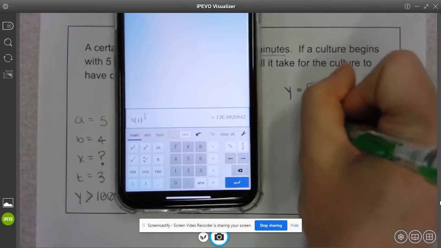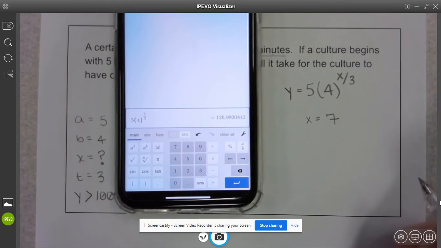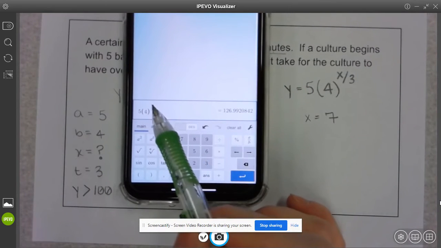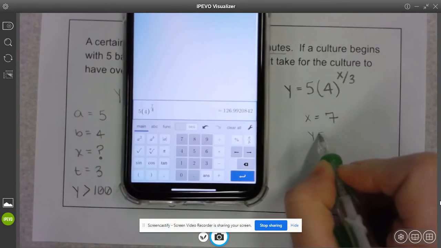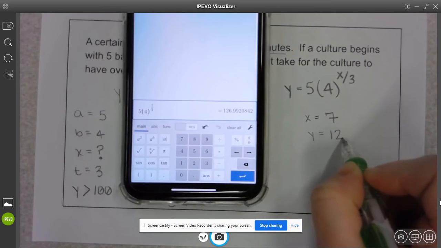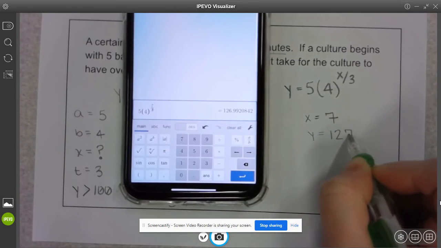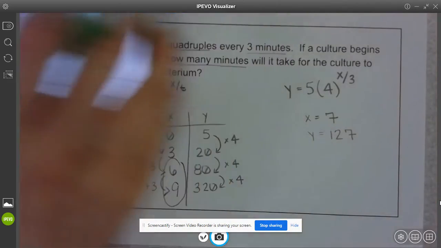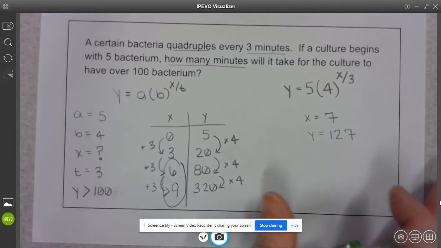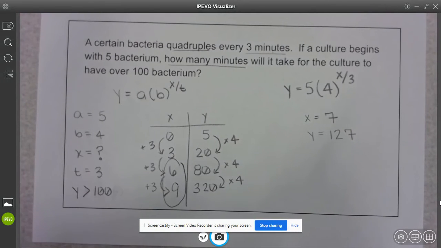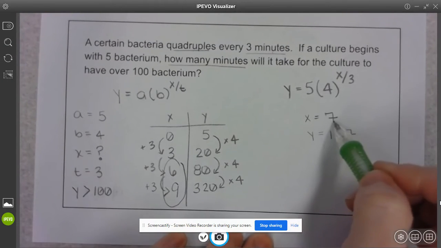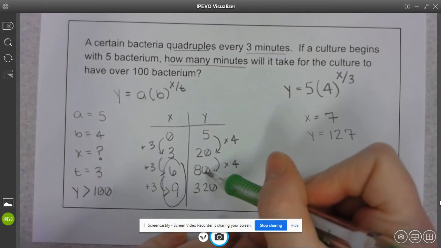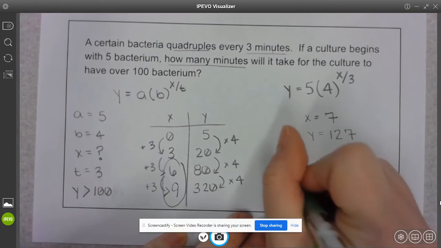Well, when X is 7, because I made my numerator 7, our Y value was 126.9, so 127, since these are bacteria. It has to be a whole number. So this tells me that it's going to take 7 minutes to be more than 100 bacteria. It cannot be 6 minutes because 6 minutes was 80.